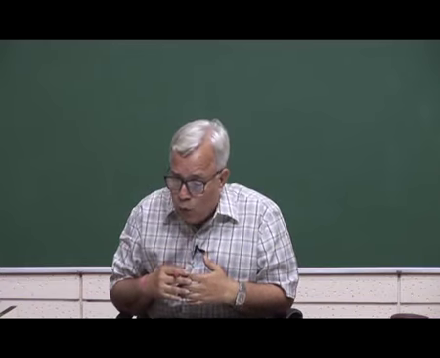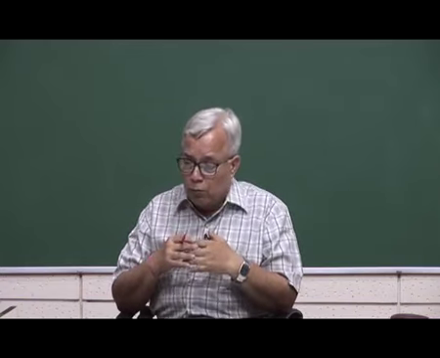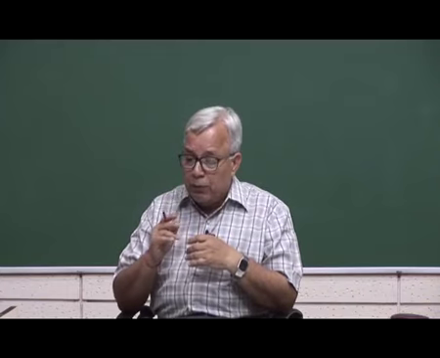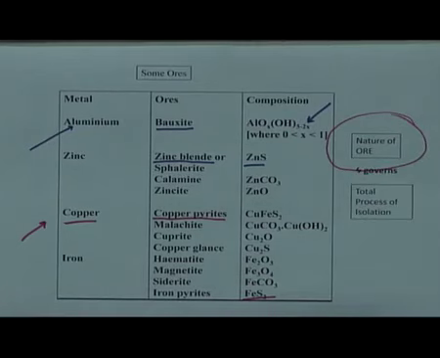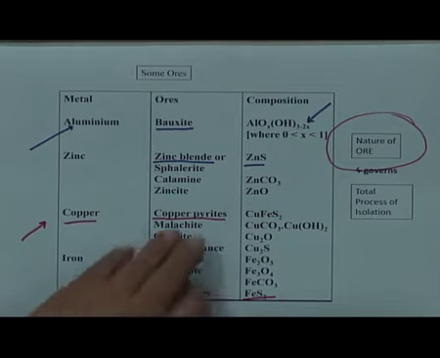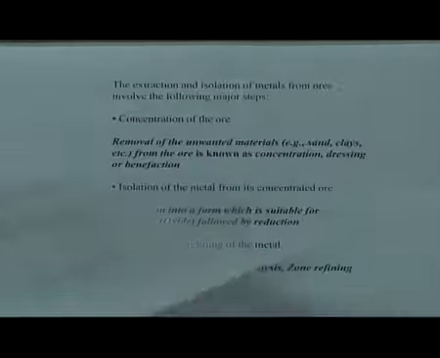Now, if we have to isolate a metal from an ore, the guiding principle is that the nature of the ore decides the total process of isolation. What I mean is that for a carbonate ore the total process will be different, for a sulphide ore the total process will be different, for an oxide ore the total process will be different. So, the nature of the ore basically controls the total isolation process.